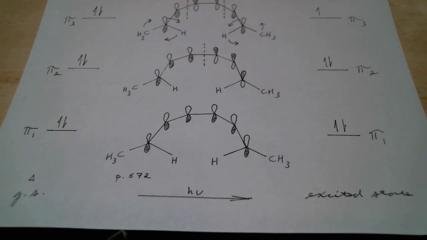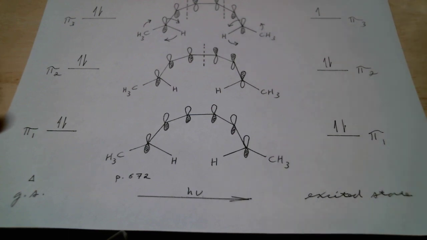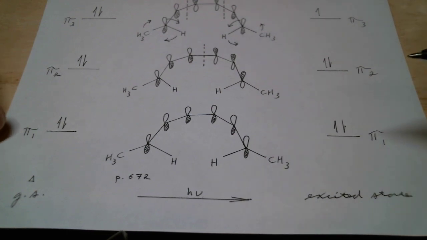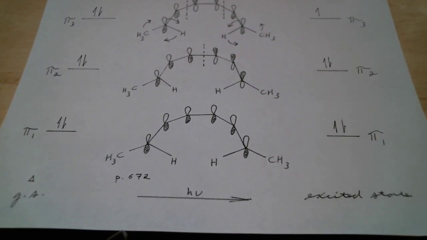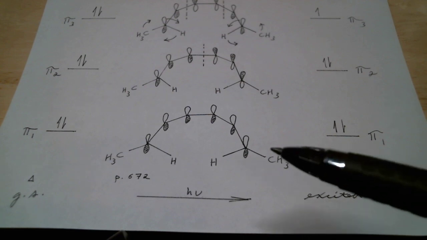Welcome to the fourth lecture video in our Class 4 time series of lecture videos. I know you've been waiting in suspense to see what reason lies behind the fact that our triene rotates in a disrotatory sense under thermal conditions and a conrotatory sense under photochemical conditions.